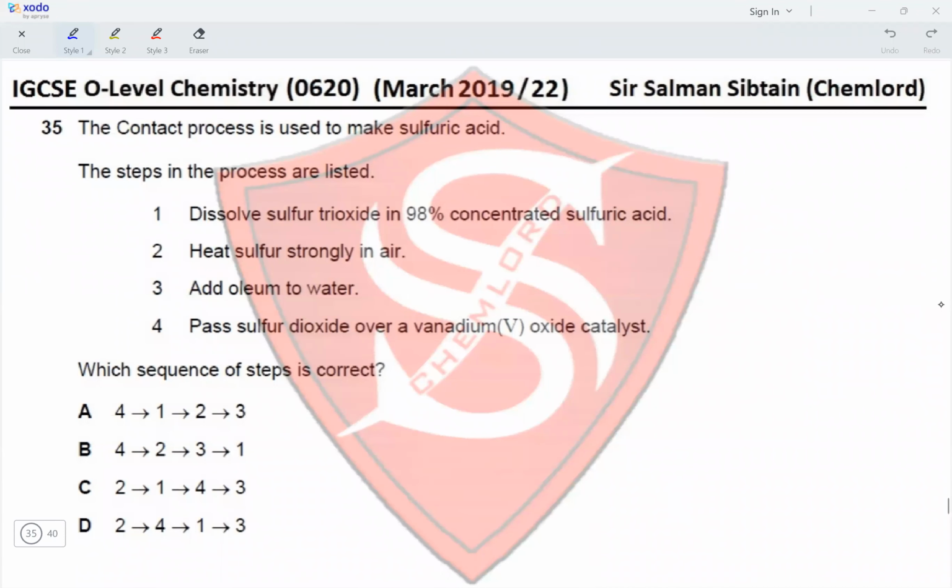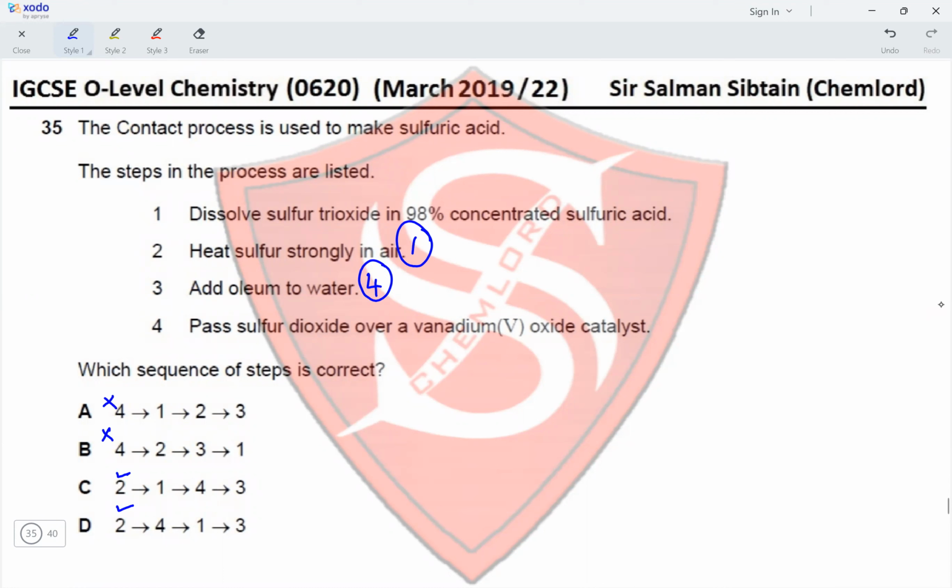Question 35. The contact process is used to make sulfuric acid. The steps in the process are listed. Dissolve sulfur trioxide in 98% concentrated sulfuric acid. This is after sulfur trioxide is produced. Heat sulfur strongly in air. This should be the first step. So since step 2 is the first step, we eliminate options A and B. Then add oleum to water. This should be the last step. So this should be the fourth step.